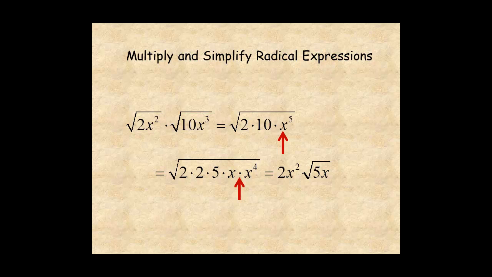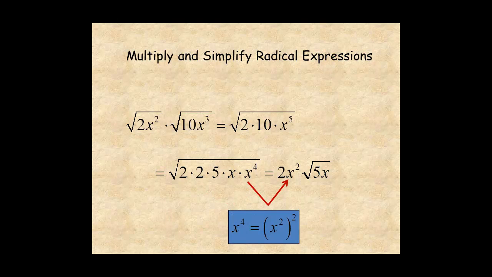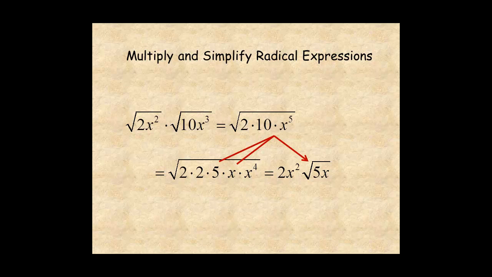Then 2 factors of 2 is 2 squared, so factor out 2. X to the 4 is x squared squared, so factor out x squared. 5x is left under the radical, and the final answer is 2x squared radical 5x.